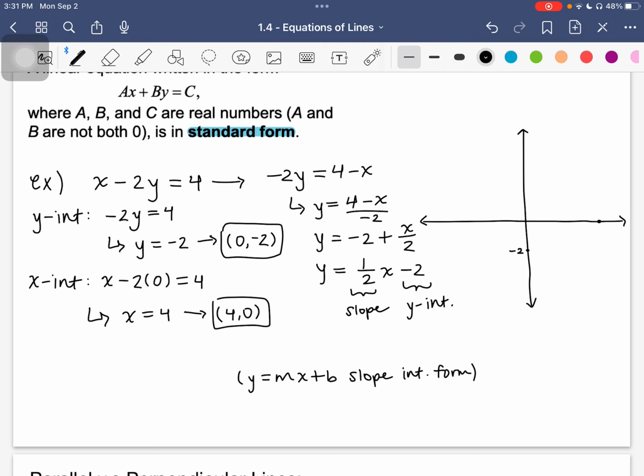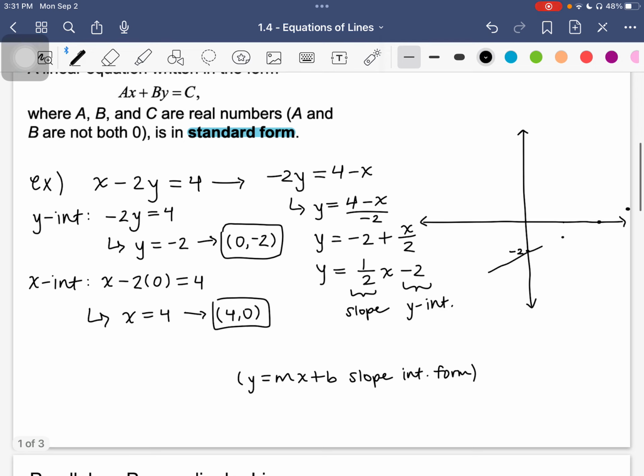And then we know that our slope is 1/2, so it's rise over run. So we're going to go up 1 over 2, somewhere around there, up 1 over 2, somewhere around there, up 1 over 2, somewhere around here. All right, so then our line is going to look something like this here.